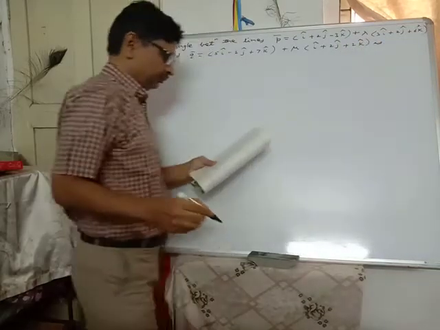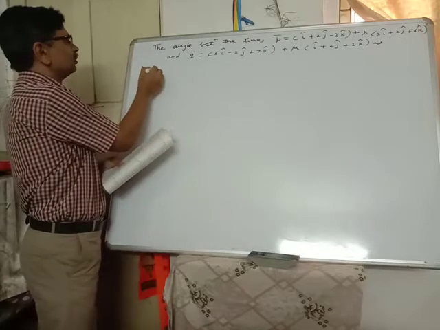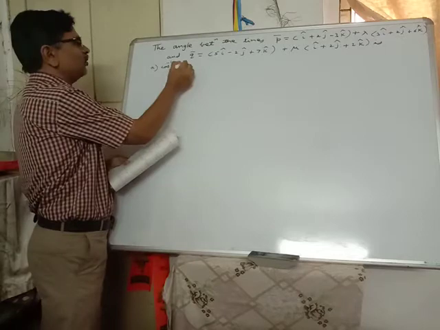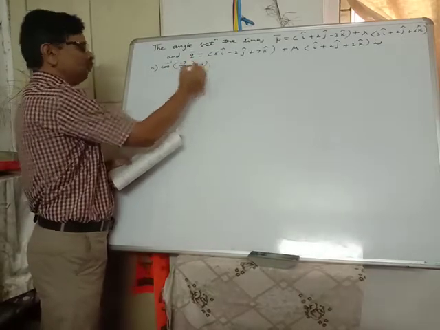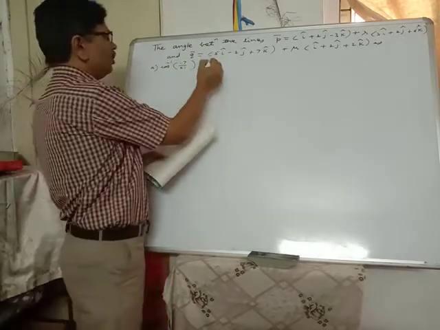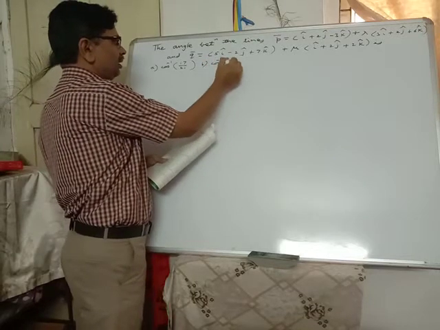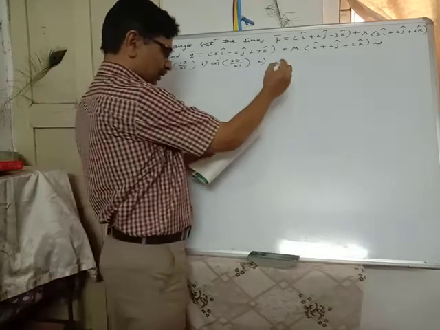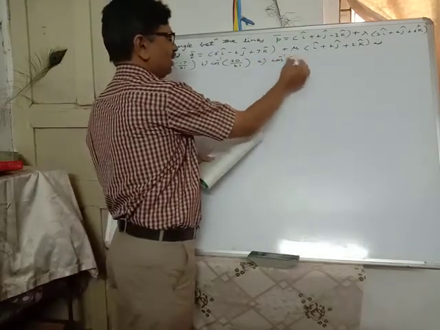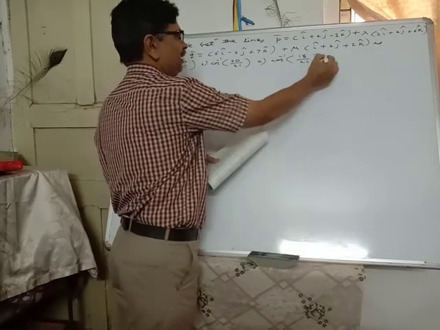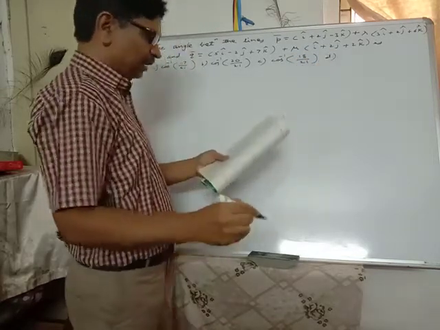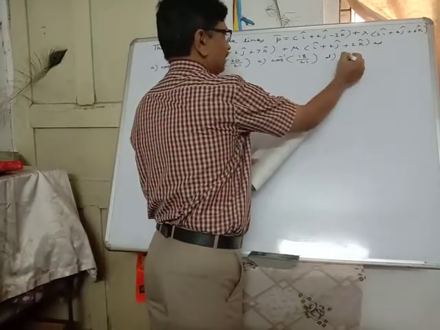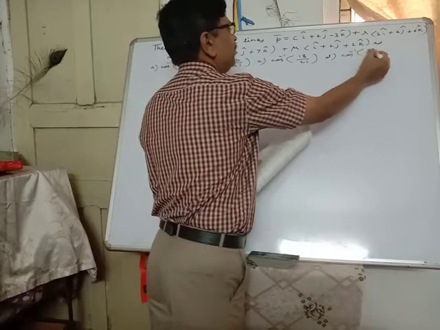is given. Options: A, cos inverse 17 by 20; B, cos inverse 20 by 20; option C, cos inverse 18 by 21; option D, cos inverse 19 by 20.